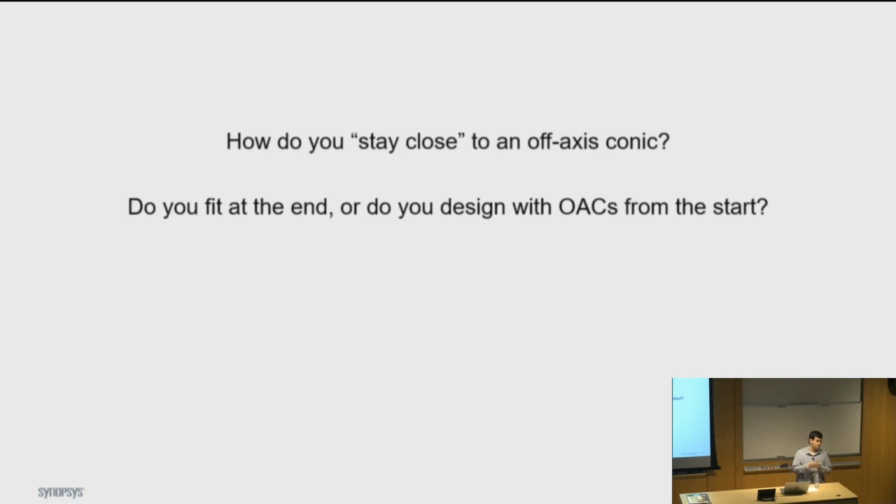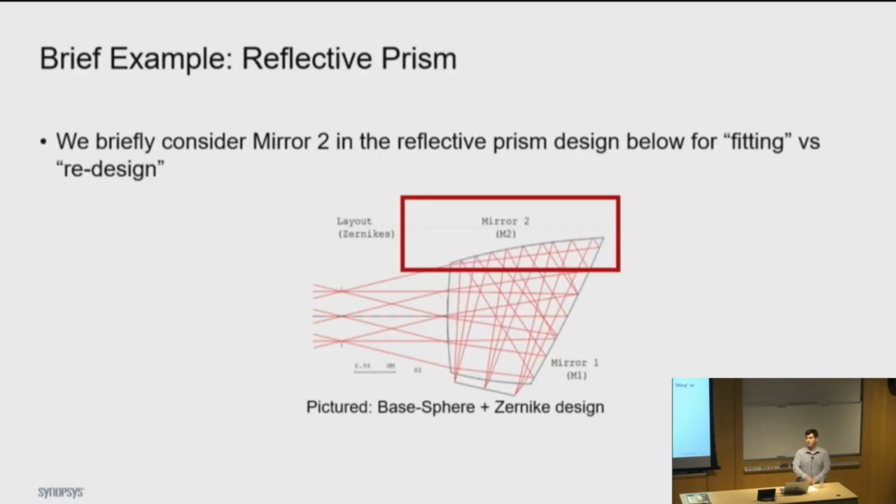Do you follow your design process and then fit the surface at the end? Or do you design with off-axis conics from the start and achieve being close to an off-axis conic in that regard? And this motivating example will kind of do a quick and dirty run-through of the difference between fitting at the end and designing with off-axis conics from the start. So here's our brief motivating example.